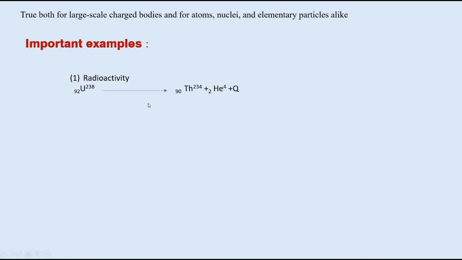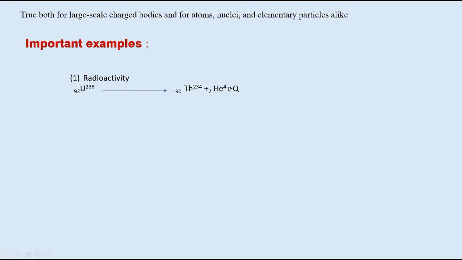The first one is radioactivity. This one is what is known as alpha decay. 2He4 is the alpha particle. This is helium nucleus. 92 uranium 238. That means 92 protons. This is uranium nucleus. Radioactivity is a nuclear phenomenon. Thorium has 90 protons. Helium has 2 protons. Plus Q. Q is the energy. That will be in the form of kinetic energy of these two.